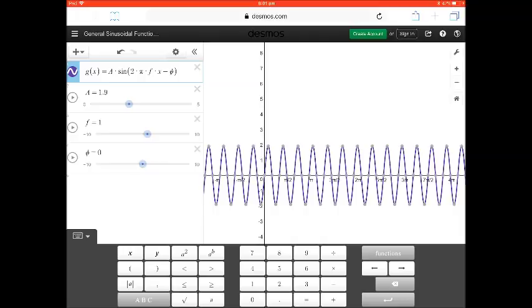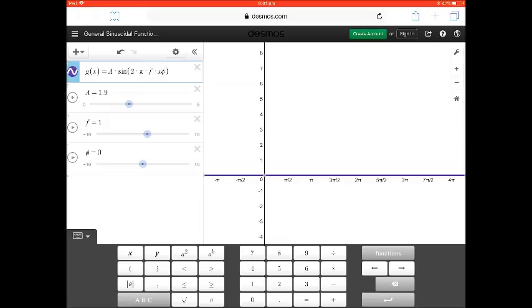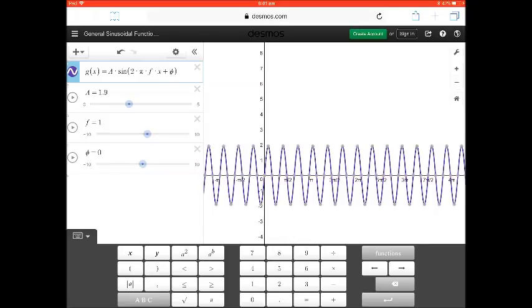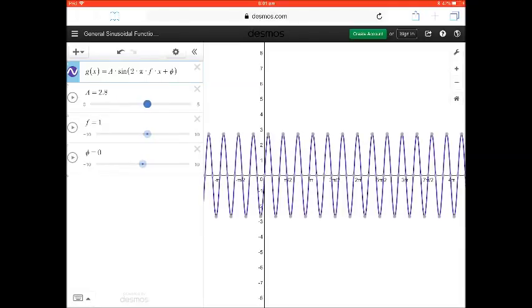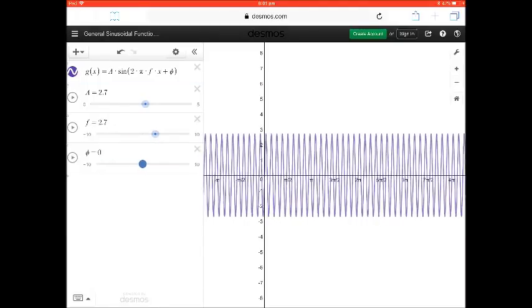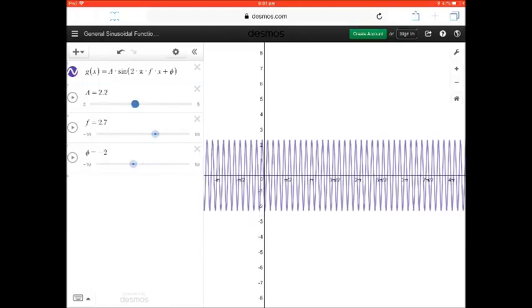Okay, so I want to get it into the form of the function that's on the slide. That function has a plus phi, so I'm just going to change that to a plus. Okay, so these sliders basically allow us to control the values of the different parameters and see what effect it has on the function.